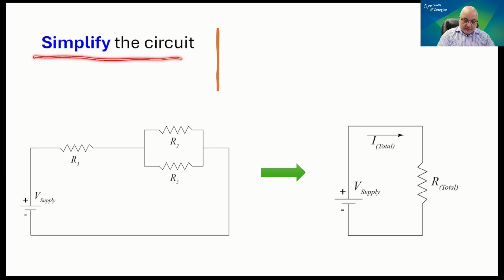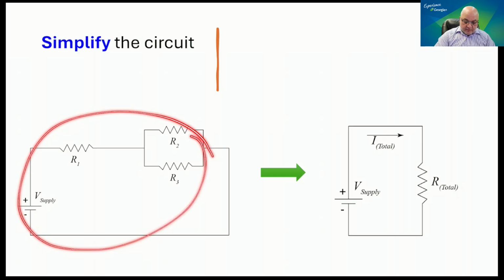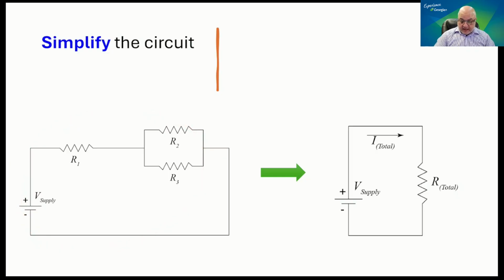So to simplify the circuit, what you're actually trying to do is go from a circuit that has many components in it to a circuit that has one resistor, one power supply, which will enable you to calculate the total current. So the simplification of a circuit should always end up with the simplest form of an electrical circuit, where you have a power supply and a load, which in this case we're going to call R total, and that will allow you to calculate I total.